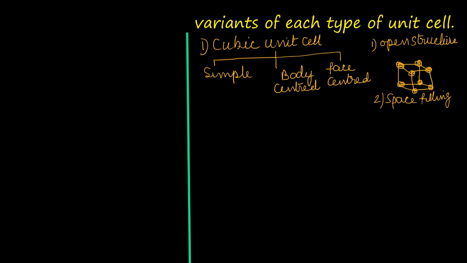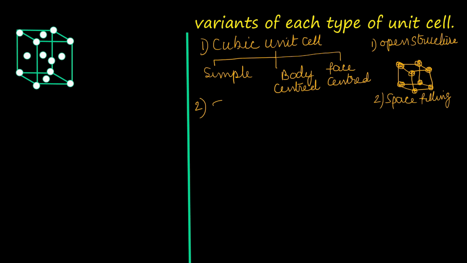Okay. This is the simple cubical type. You find particles only at the corners. And the next one is body-centered. There is an additional particle in the center of the cell. Now, face-centered. This is the face-centered type. This is one face. This is yet another face. So there are 6 faces altogether. So in addition to these 8 particles at the corners, each face has a particle.